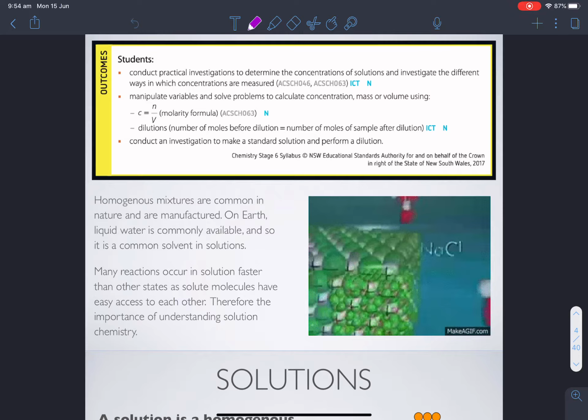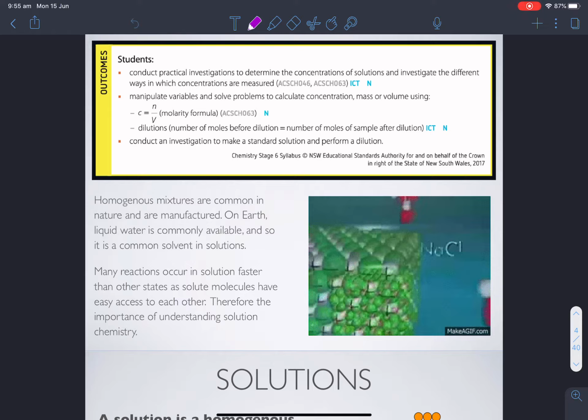Homogeneous mixtures are common in nature and are manufactured. Okay, so what I'm trying to say is common in nature, and humans have manufactured these too. And on Earth, liquid water is commonly available, so it is a common solvent in solutions. So we're quite often talking about solutions where the solvent is water, so aqueous solutions.